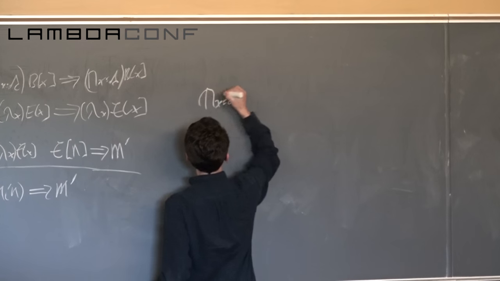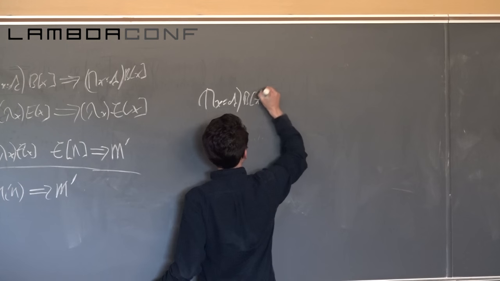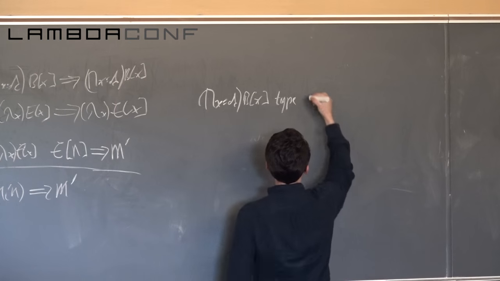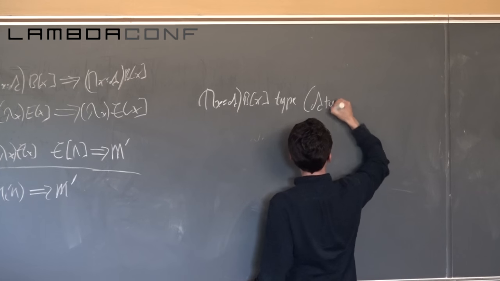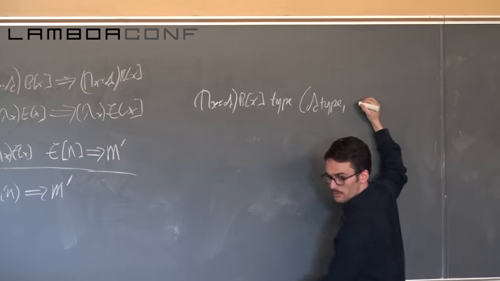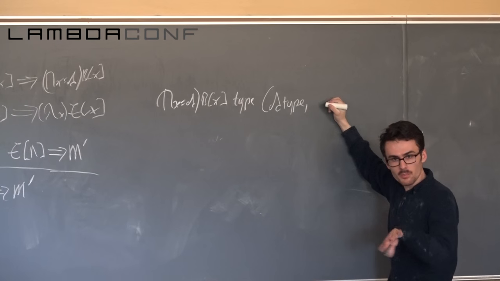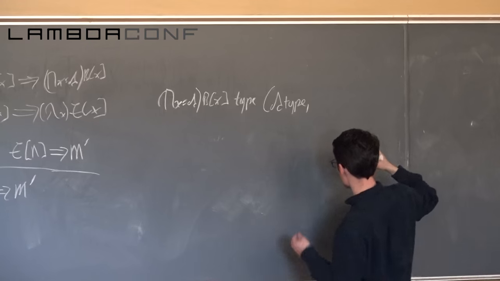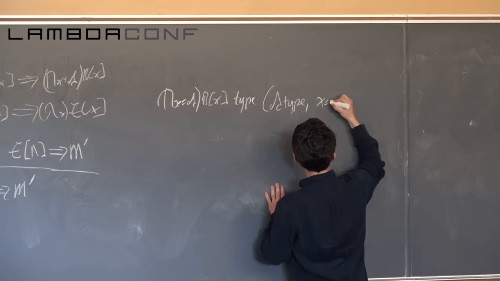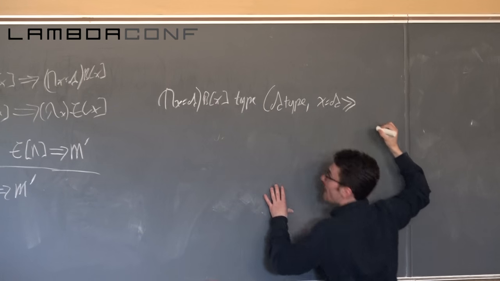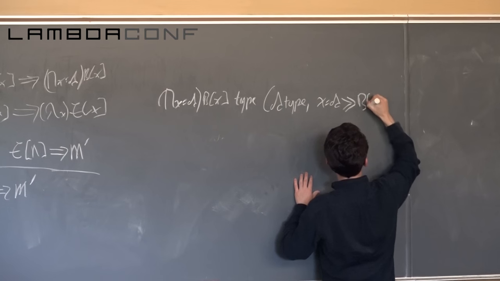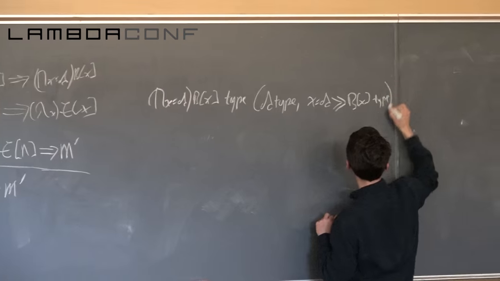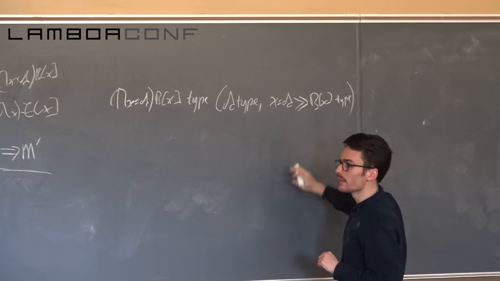Pi x colon a, b of x is a type. Well, this is our intention. It is a type, assuming that a is a type. And now we will use the sequent judgment which we created, which will automatically propagate all the functionality constraints that we had asked for. X colon a entails that b of x is a type. Okay, so this causes B to be functional over A.